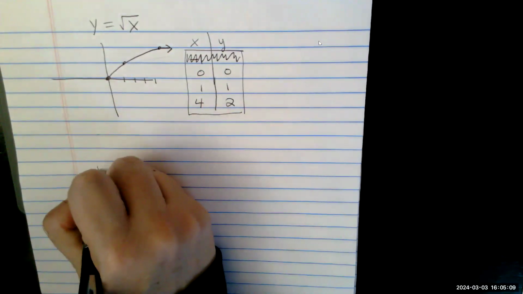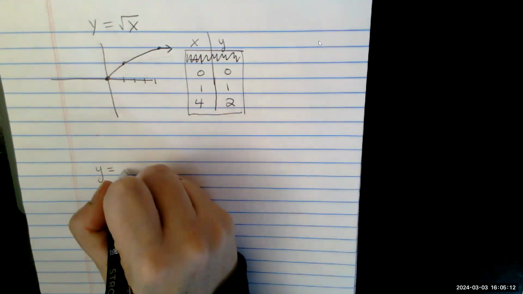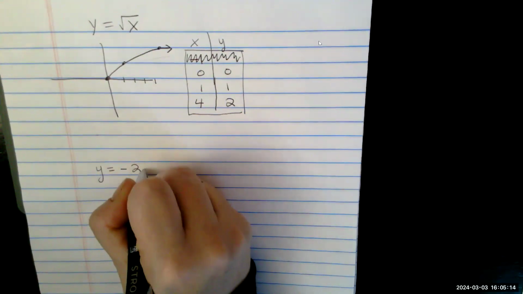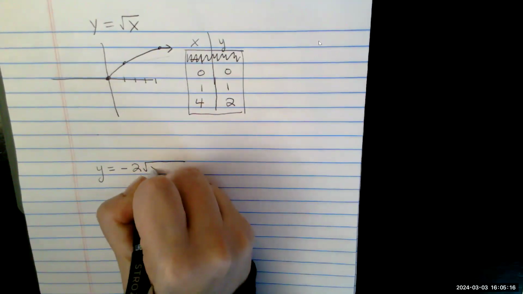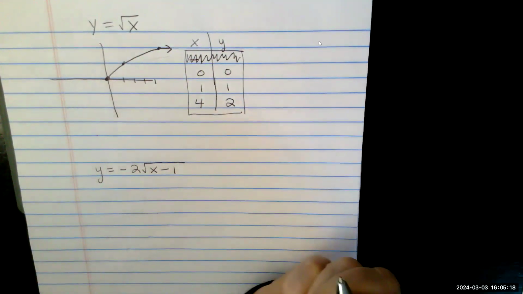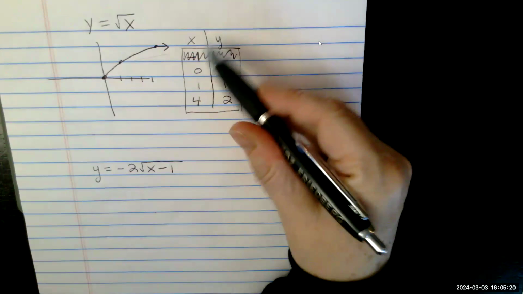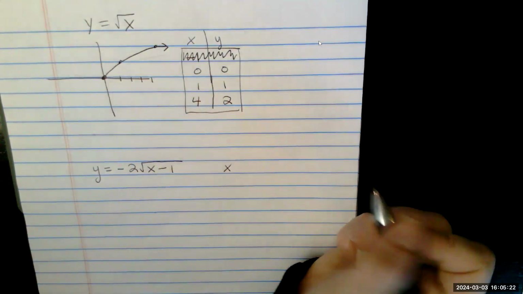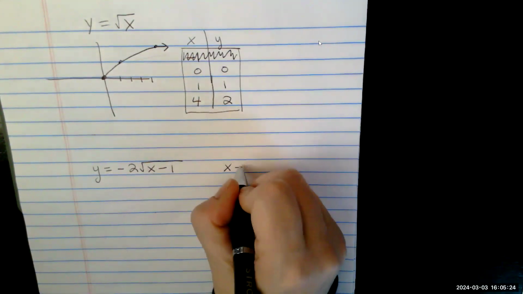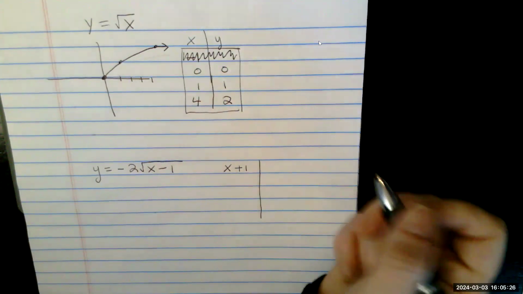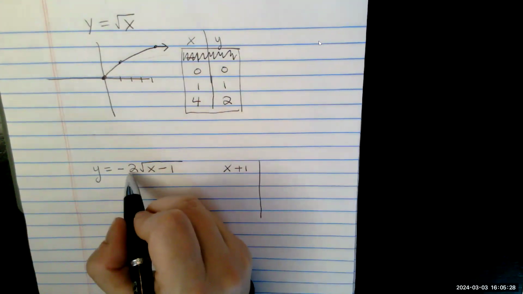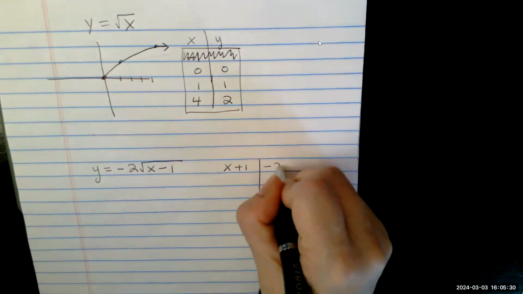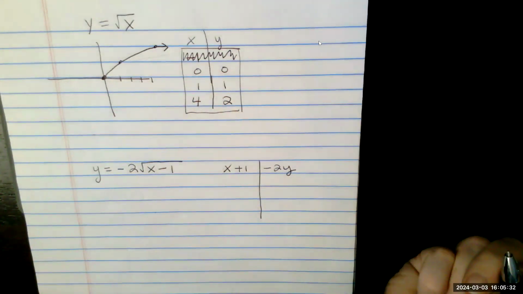So if I wanted to do -2 square root of x minus 1, I would use these points and do what I'm supposed to do. So the -1 here would make me add 1 to my x's, and the -2 out here would have me multiply my y's by 2.